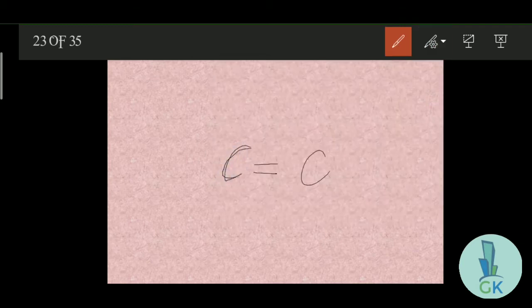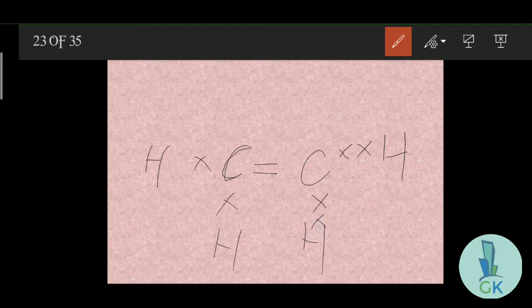Two valence electrons are already shared each. 4 valence electrons are already shared. So the carbon is left with 2 more valence electrons. So what happens? It will share 1, 2, 3, 4. So it will need again 2 hydrogen on this side and 2 hydrogen on this side.